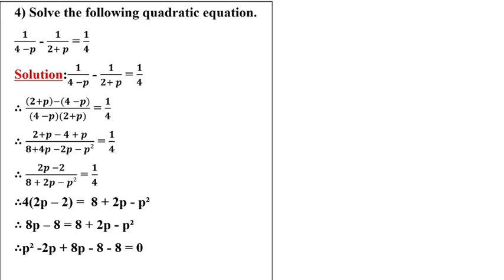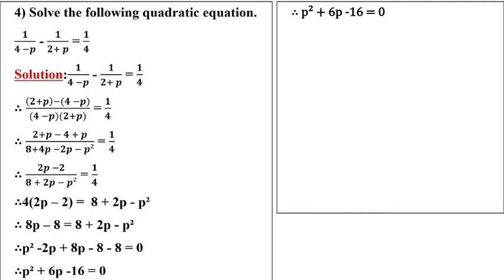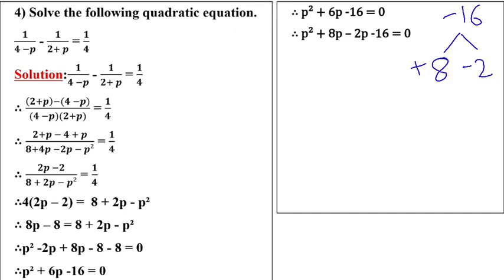We will take the like terms. p square, minus 8 minus 2 is 6p, minus 8 plus minus 8 we get minus 16. Now we have to split the 16 to get the 6. So what will come, student? 8 twos are 16. So 8 minus 2 is 6. So we want plus 6. So here we will take positive 8 and negative 2.